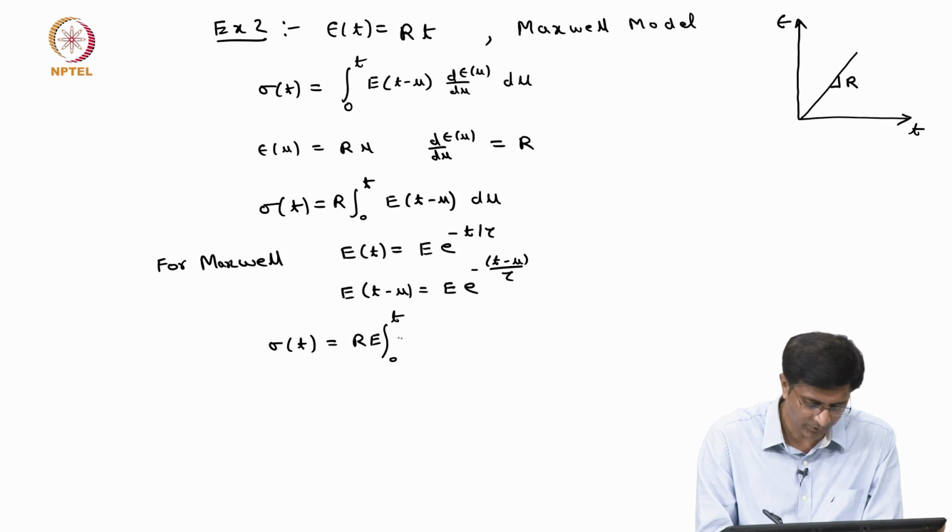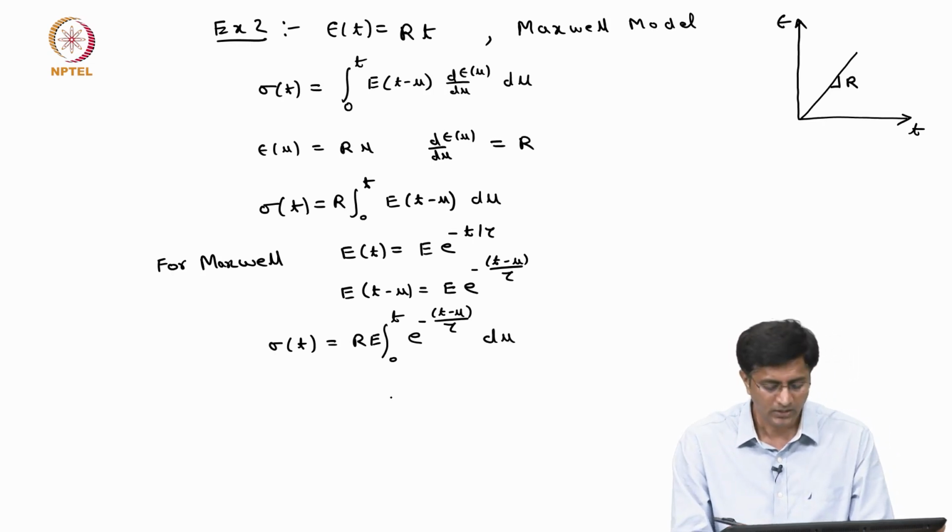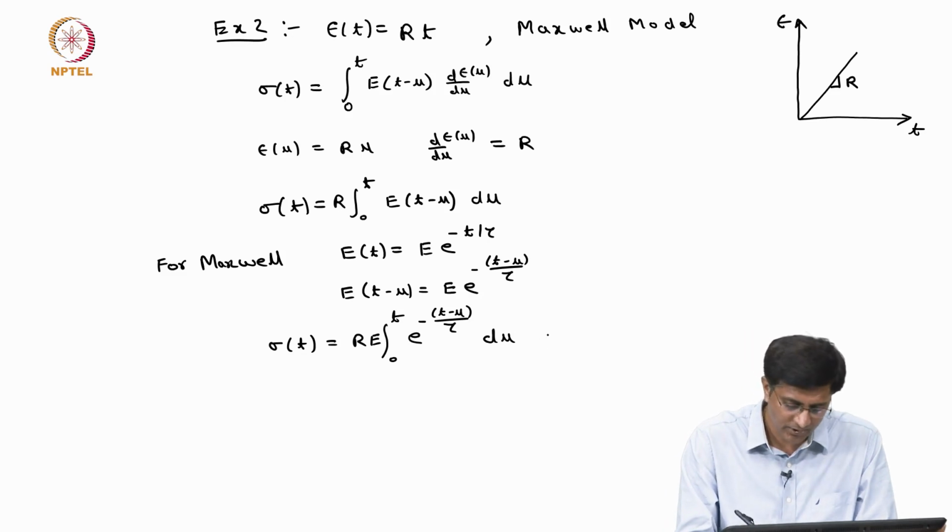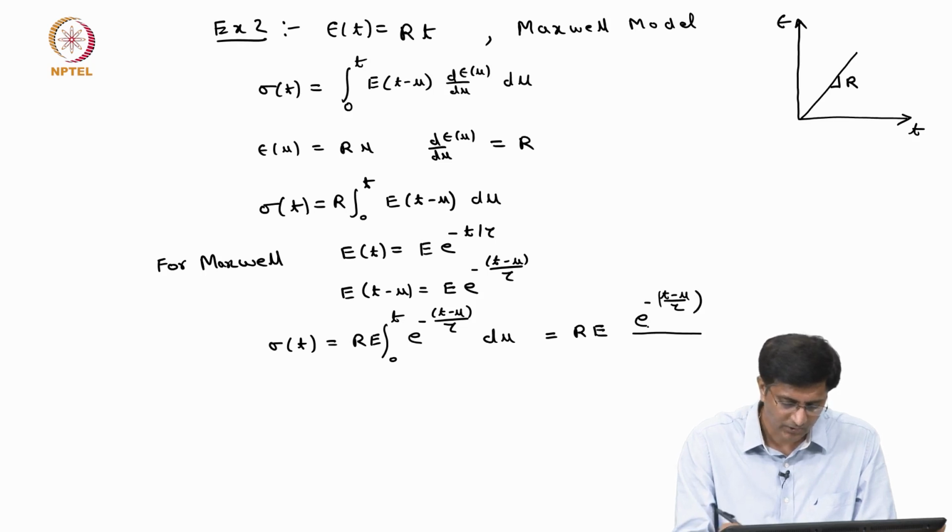E, I can pull out of the integral, and it is simply e power minus (t minus u) by tau du. So, we know the integral for an exponential function is simply the exponential function divided by the coefficient. So, it is the coefficient for u is 1 by tau.